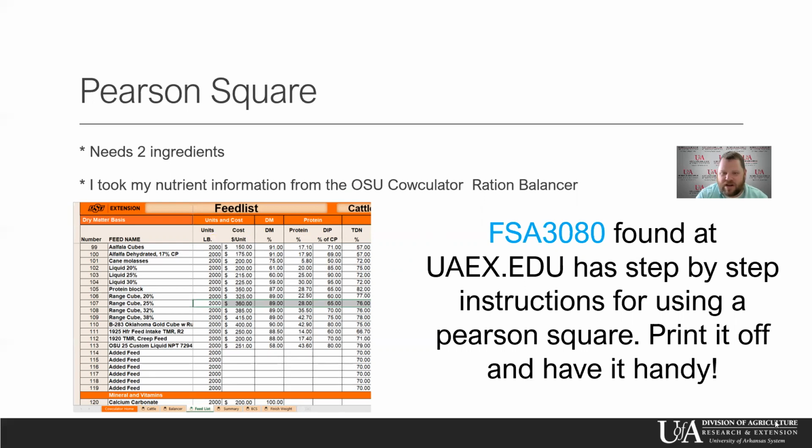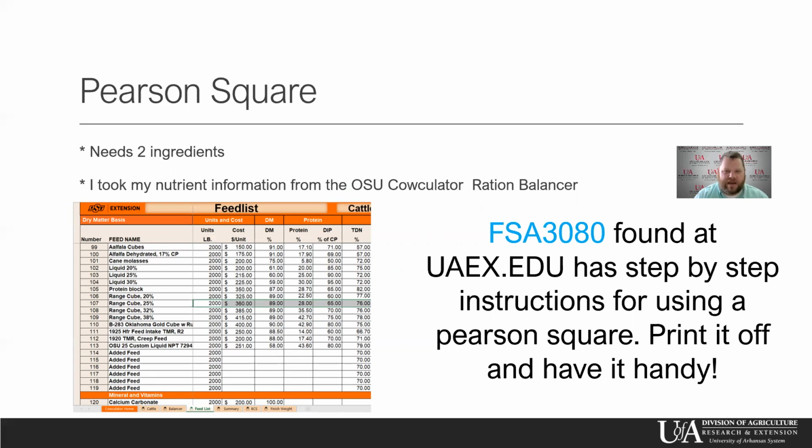Also, FSA 3080, which can be, again, found at our uaex.edu website, gives step-by-step instructions for the Pearson Square. If you're like me, you like something with paper in front of you that you can look at and follow step by step. It does that, and it's very handy to have on hand when you need it, okay?